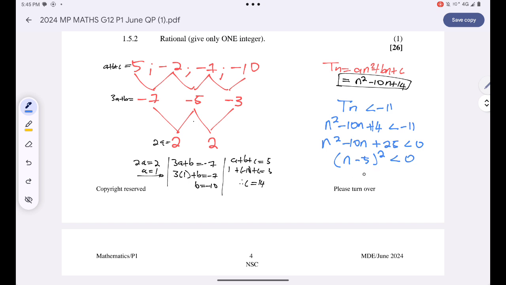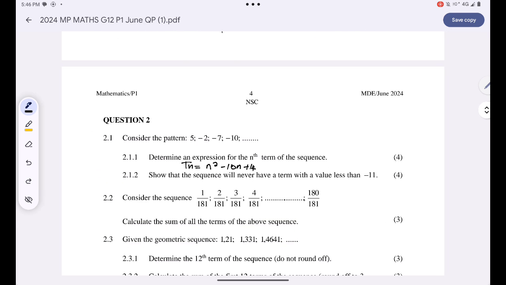This statement, guys, has no solution. Why? Because there's no value of n that you will substitute over here and get a negative answer. Why? Because the entire bracket is squared. That means whatever value of n that we get has to be greater than or equal to 0. Are you together? So that's why there is no real solution over here. So now I've shown that there's no term in the sequence that will be less than negative 11.